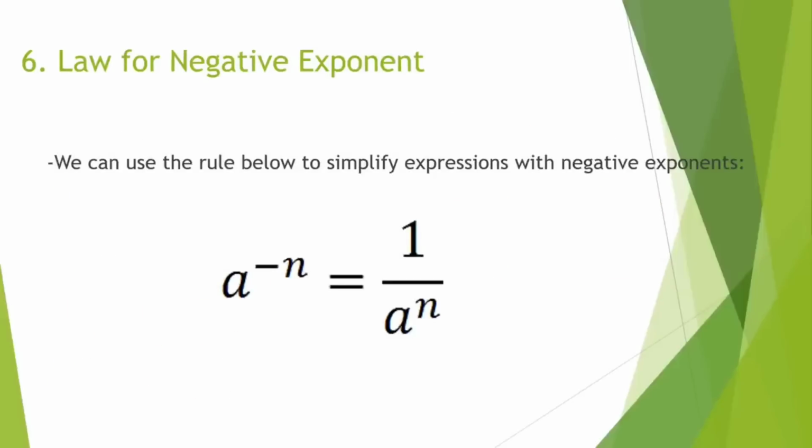So the general rule for the law for negative exponent is a raised to negative n is equal to 1 over a raised to n. That ends our lesson on laws of exponents. So again, our 6 laws are the power rule, or n times, the power of powers, the product of a power, the quotient of a power, the law for zero exponent, and the law for negative exponent.